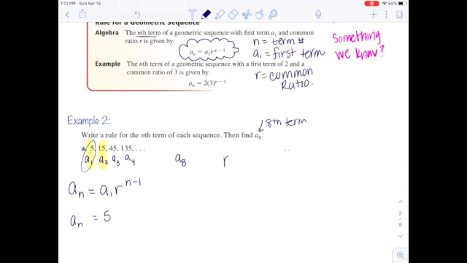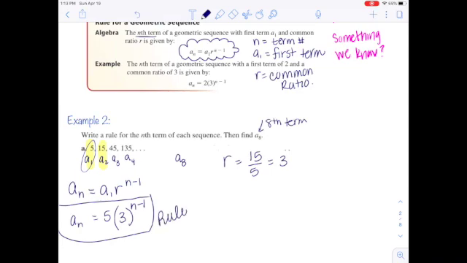So r, I'll write it over here, is equal to 15 divided by 5, which is 3. So we'll drop that in. And then 3 raised to the n minus 1. All right, here is our rule.